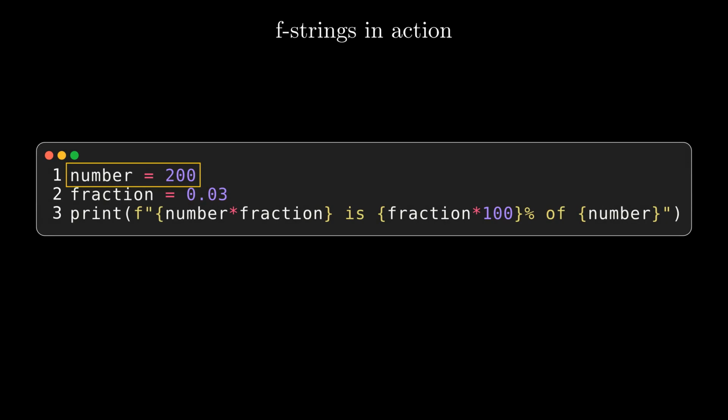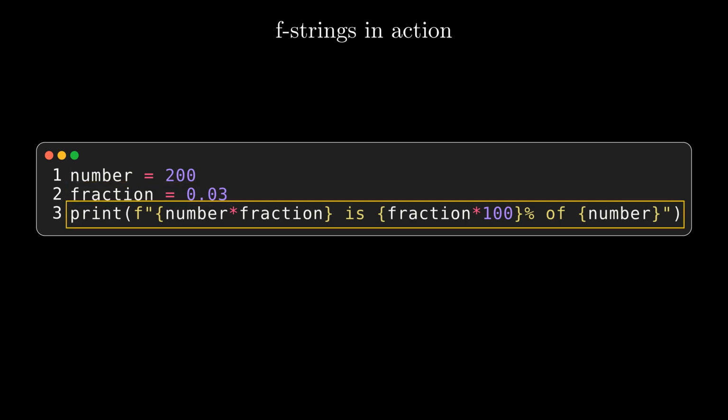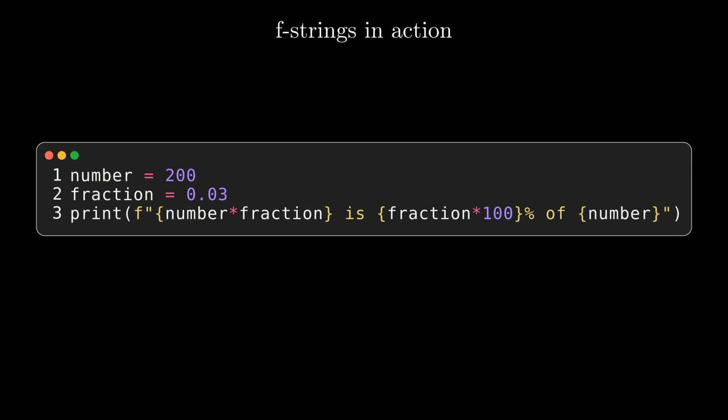number is set to 200. fraction is set to 0.03. Then we print the f-string. In braces, number times fraction. Then the literal words "is", then in braces, fraction times 100. Immediately followed by a percent sign, then "of", then number in braces.